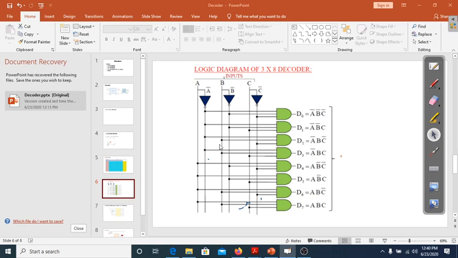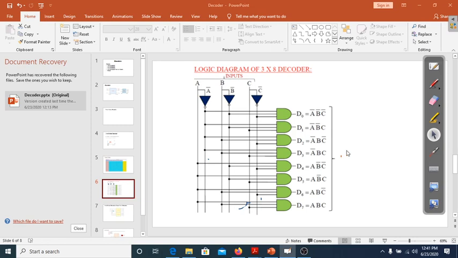So I will connect with A complement, then this is the connection with B and this is the connection with C complement, and so on. Similarly, D7 would be connected with A, B and C. So this is the connection with A, this is the connection with B and this is the connection with C.